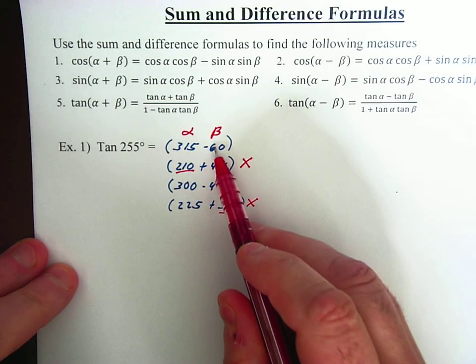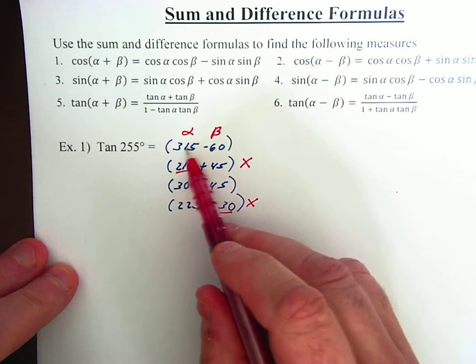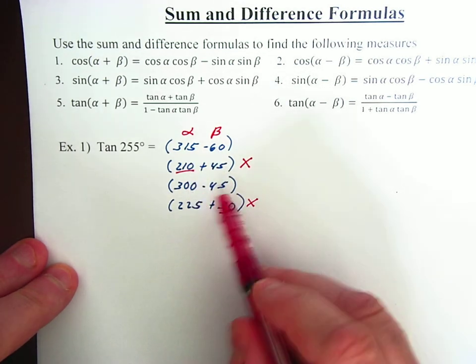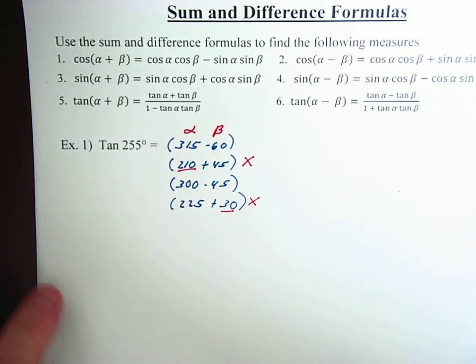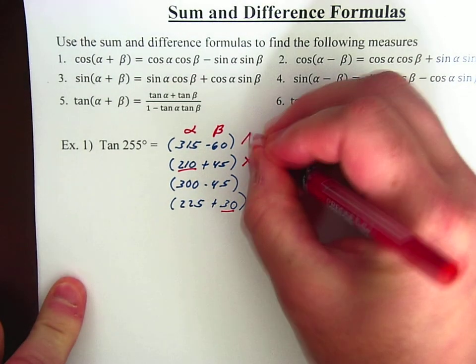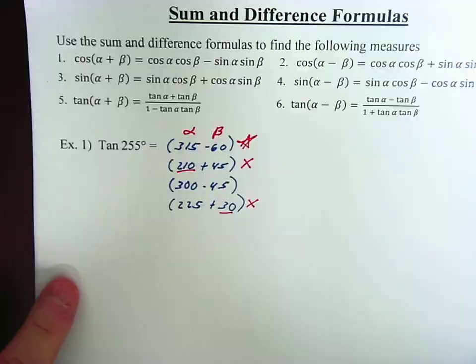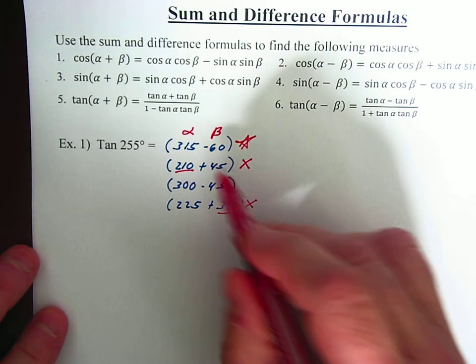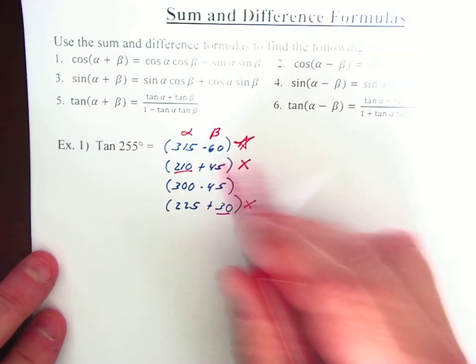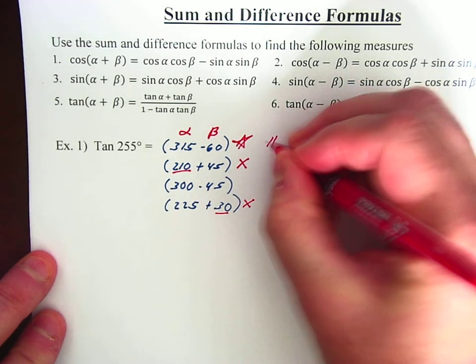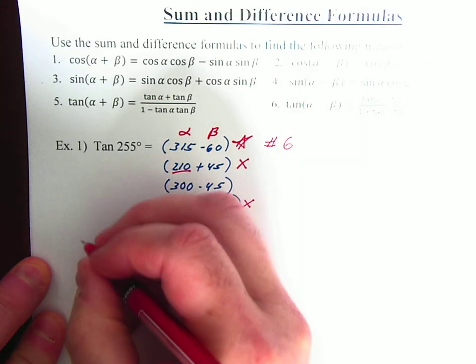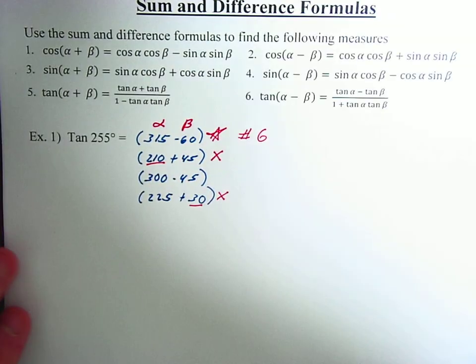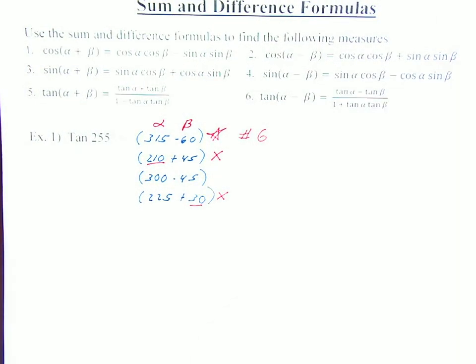I can use that one or that one because that's a 45 and a 60, and that's a 60 and a 45. Both of those are going to work out nicely. So I'm going to do this one first. So there's my alpha and there's my beta. It's subtraction. So I'm going to use formula number 6 over here. So that's going to equal, I'm just going to do it down here.